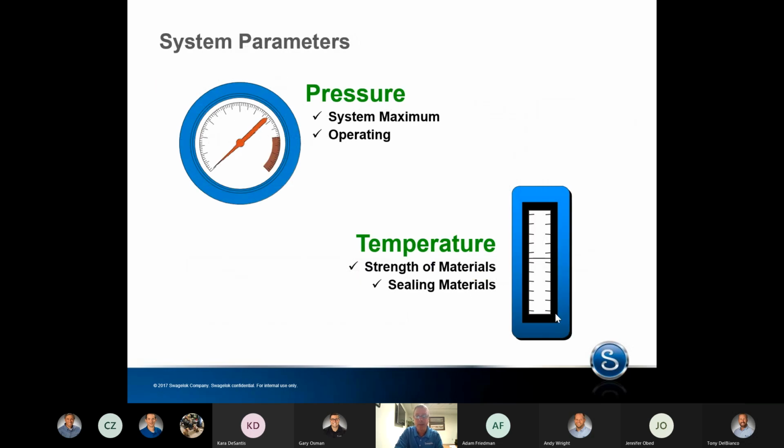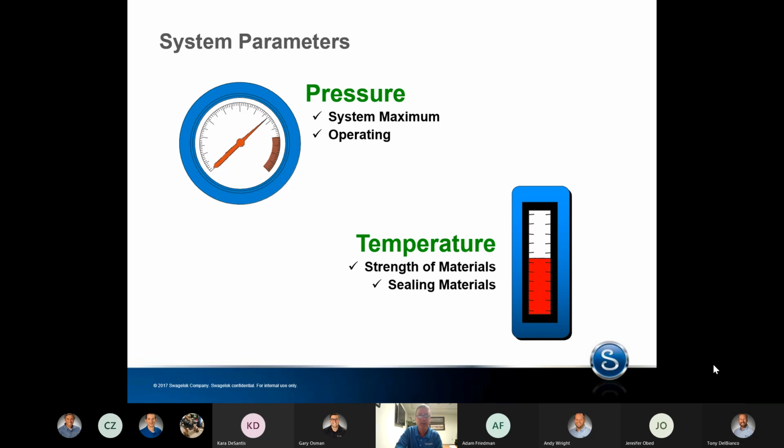The next parameters in selecting a valve are pressure and temperature. We put these two together because they affect each other. For pressure, you need to consider system maximum pressure, which is the maximum pressure the valve could see, and operating pressure, which is the normal operating condition. Like pressure limitations, every valve has a maximum and minimum design temperature also. It shouldn't be exceeded. The temperature of your application will affect the allowable pressure.